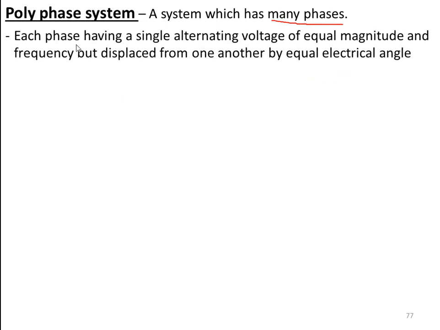Each phase has a single alternating voltage of equal magnitude and frequency, but displaced from one another by equal electrical angle. In the case of a polyphase system, one system has more than one AC wave coming in. The major condition is that they should have equal magnitude and equal frequency, but they will be displaced by a phase. If you consider an example of a polyphase system having say 3 or 4 phases, one will be starting from 0 degree, another from some other degree, and another wave from some other degree, like that.